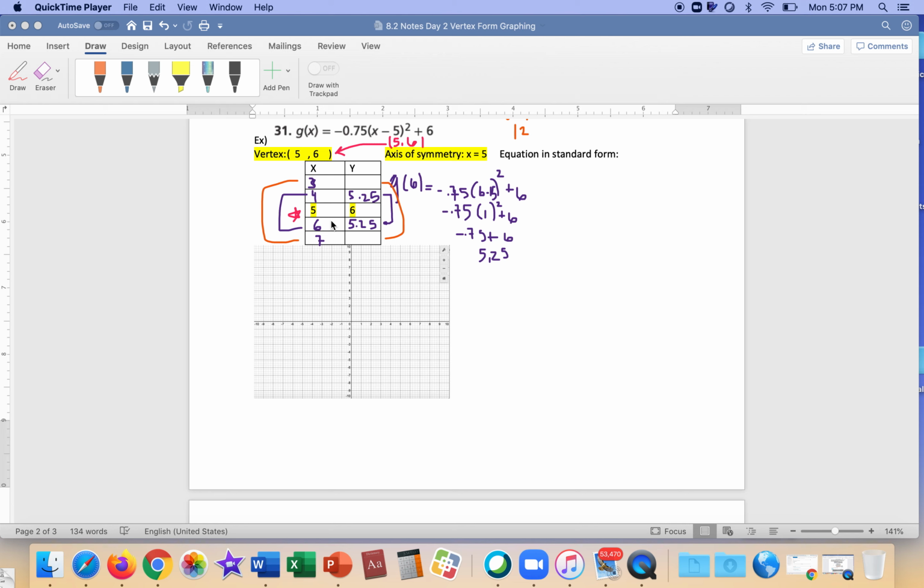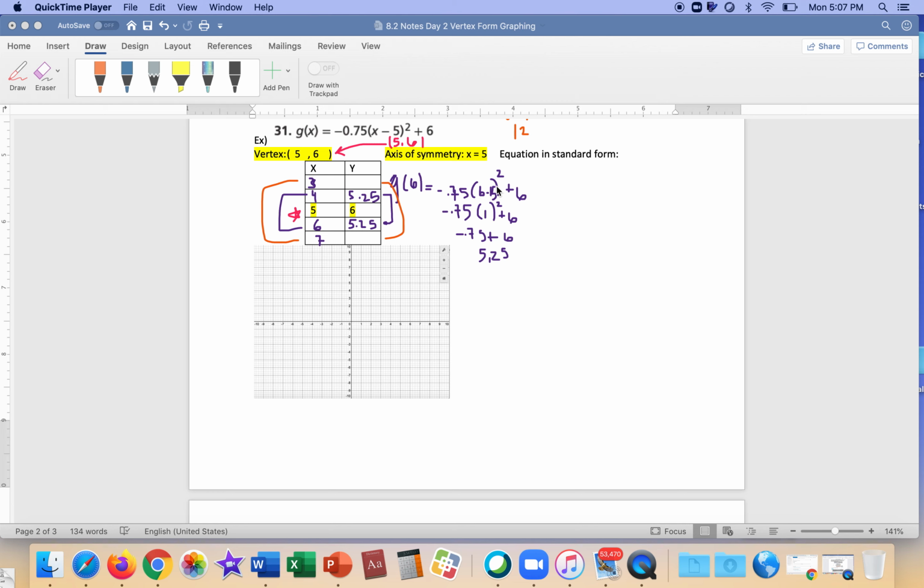I know that 4 and 6 are both 1 unit away from 5, so their y values are going to be the same. So I just saved some time by plugging in one of the numbers. I chose to plug in 6. If you plug in 6 or if you plug in 4 into the x slot, you're going to get the same answer. So negative 0.75 times 6 minus 5 squared plus 6.